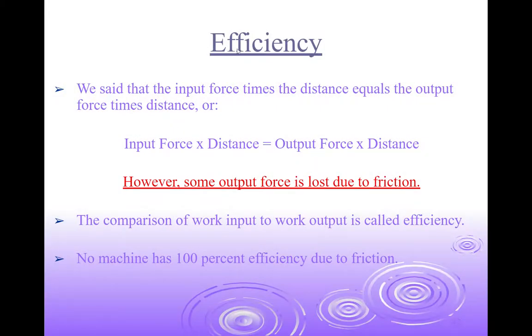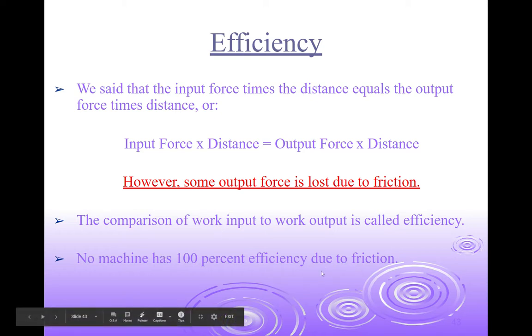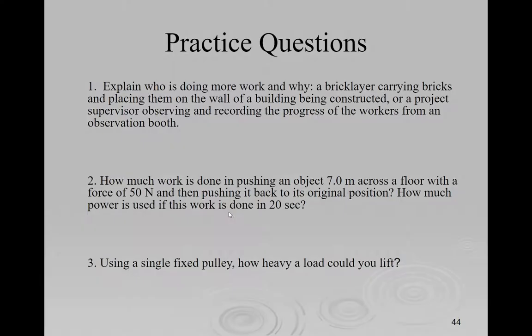However, we're going to look at efficiency here. We said that input force times distance is equal to output force times distance. However, some output force is lost due to friction. The comparison of work input to work output is called efficiency. No machine has 100% efficiency, and the big reason here is friction. Everything is going to have friction, okay?